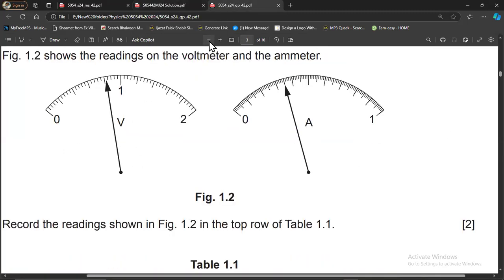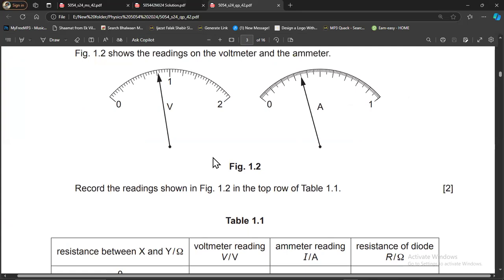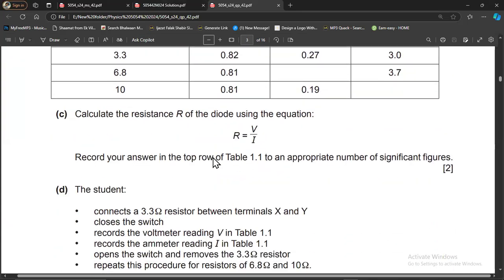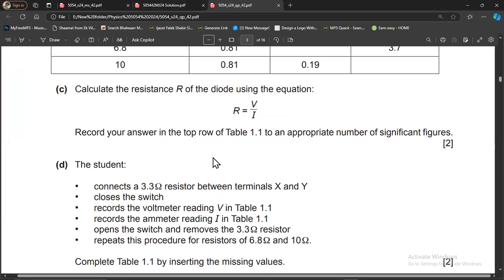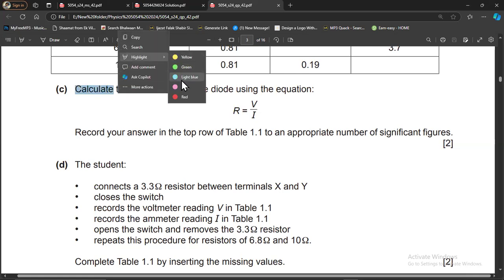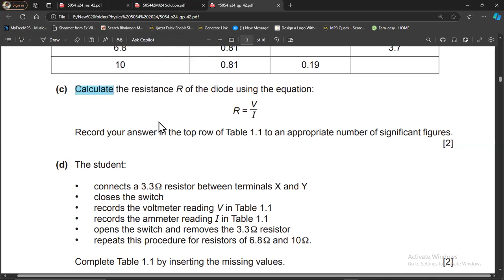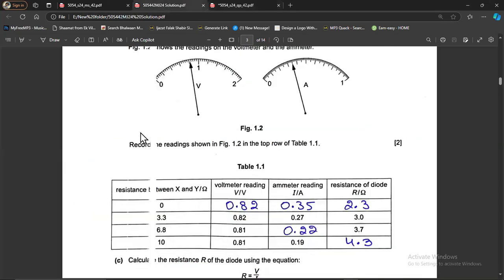Okay, now then they say calculate the resistance R of the diode using the equation R equals V by I. So they have given us the formula. So we have to calculate, you should understand this, okay? Record your answer in the top row of table 1.1 to an appropriate number of significant figures. So we have to calculate the value of R.